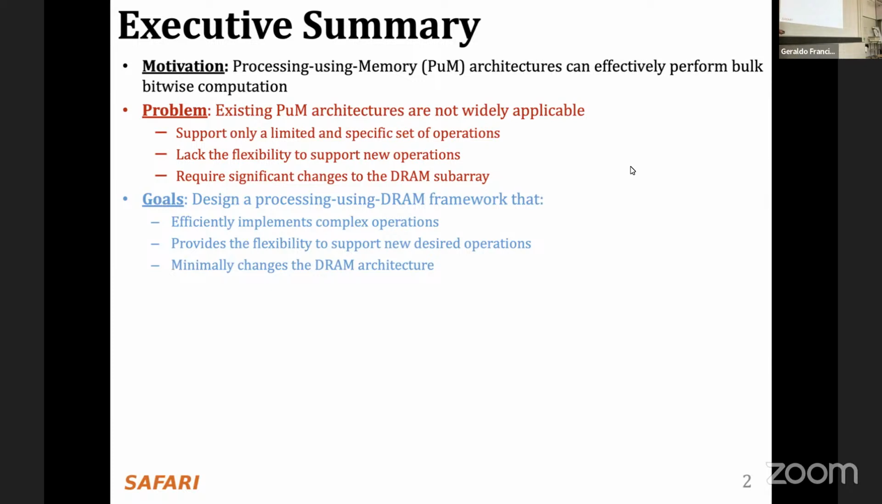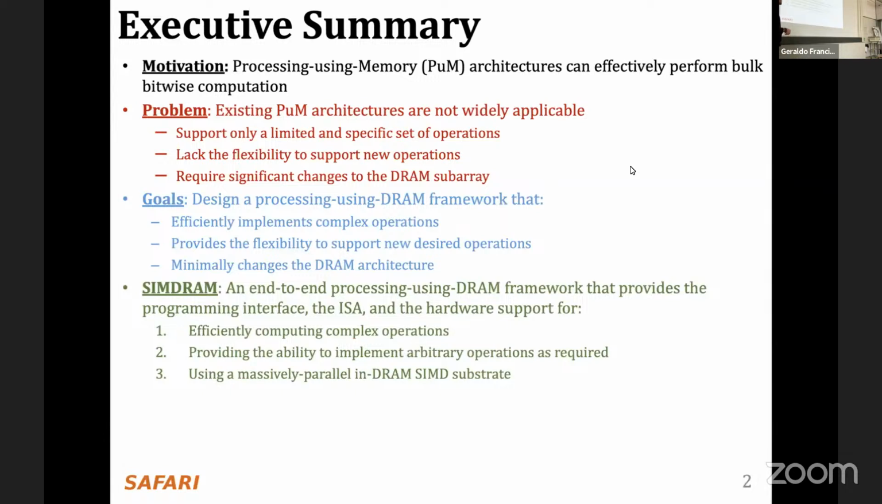To do so, we propose SimDRAM, a three-step, end-to-end processing-using-DRAM framework, which provides the programming interface, the instruction set architecture, and the hardware support to enable the efficient implementation of complex operations using processing-using-memory primitives, while giving the user the ability to implement arbitrary operations as needed. At the same time, it transforms the DRAM subarray into a massively parallel SIMD execution fabric.